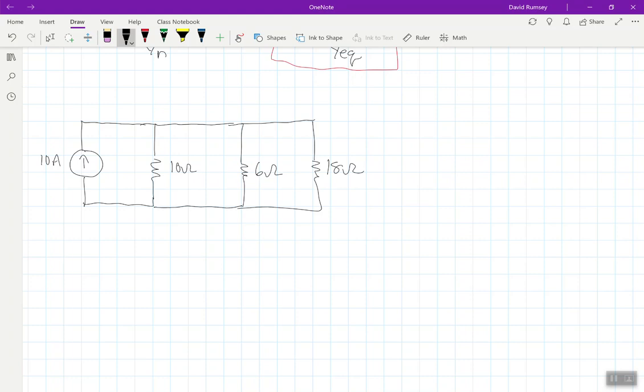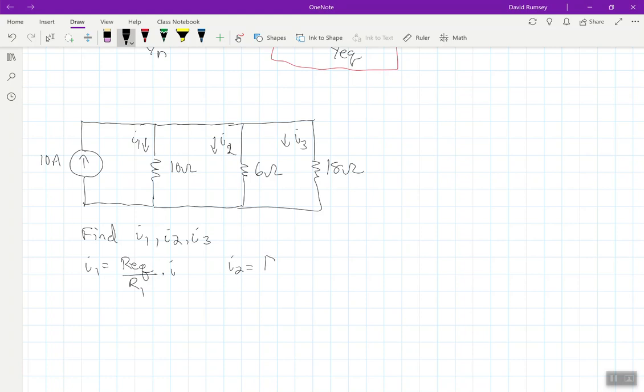Okay, so I want to know here, I'll just label them here, I1, I2, and I3. I want to know what all three of these currents are. So find I1, I2, and I3. So just remember here, I1, for instance, would be Req over R1 times my current.